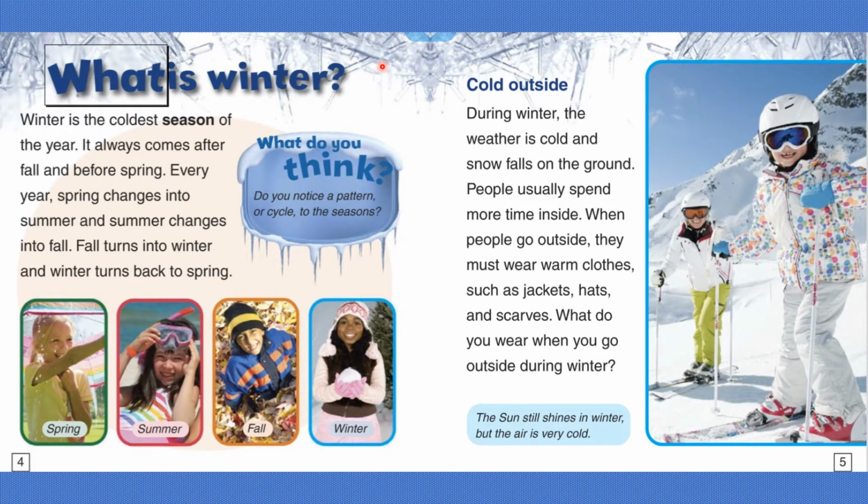What is winter? Winter is the coldest season of the year. It always comes after fall and before spring. Every year, spring changes into summer and summer changes into fall. Fall turns into winter and winter back to spring.